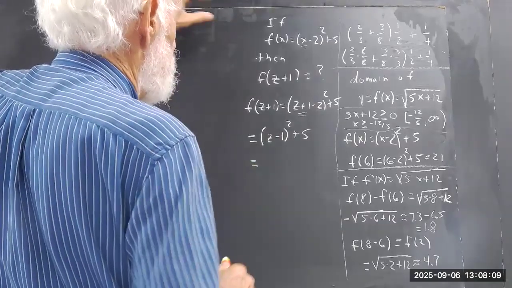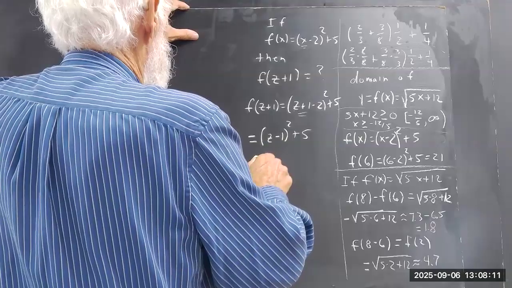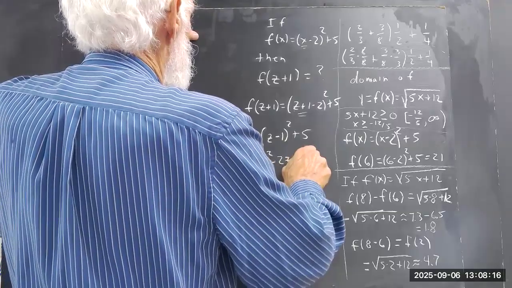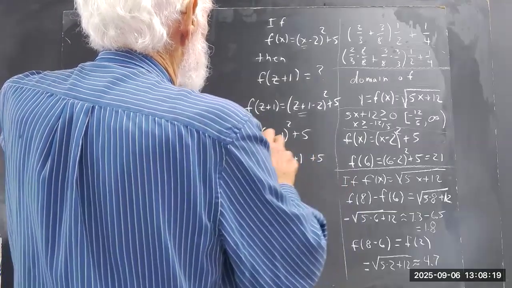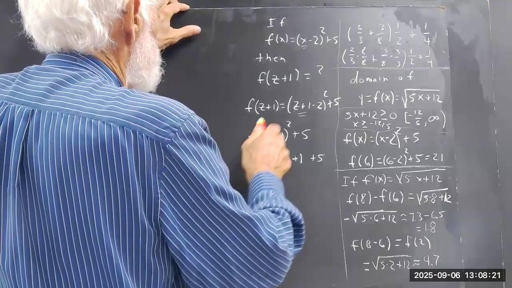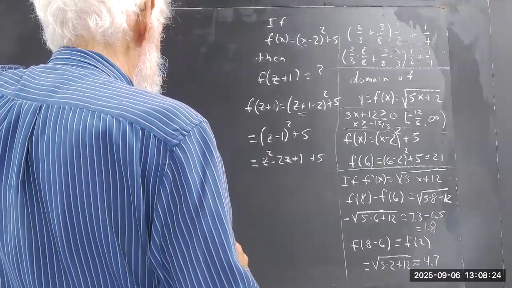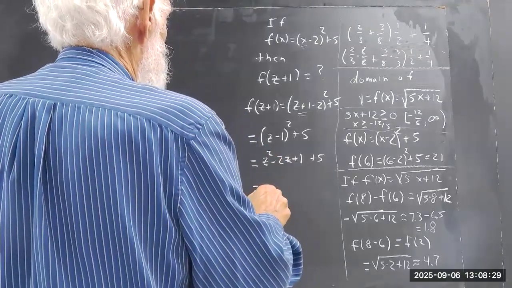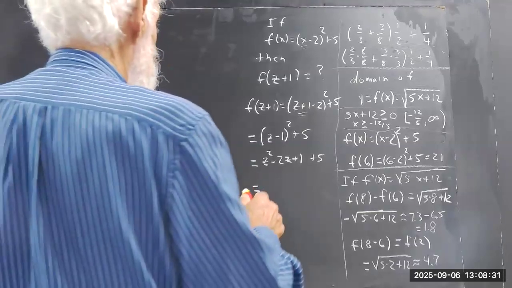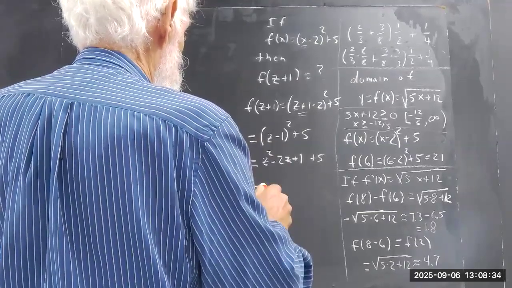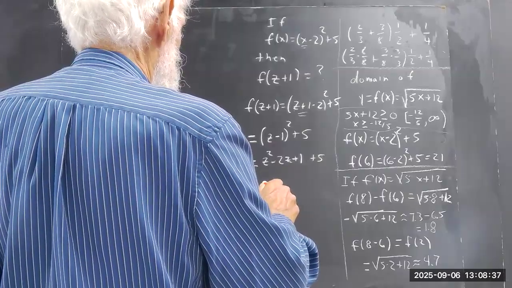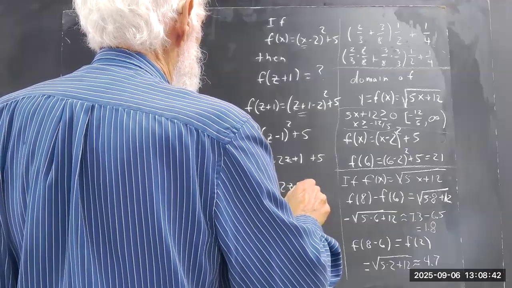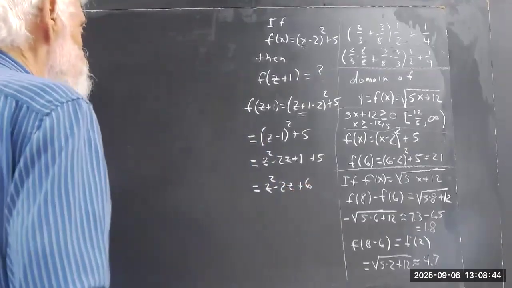And we can expand the z minus 1 squared. Now, z minus 1 squared is not z squared minus 1 squared. Okay, it's z squared minus 2z plus 1. And you should understand that by the distributive law. But we'll talk about that shortly when it becomes really relevant. Anyhow, this simplifies to z squared minus 2z plus 6.